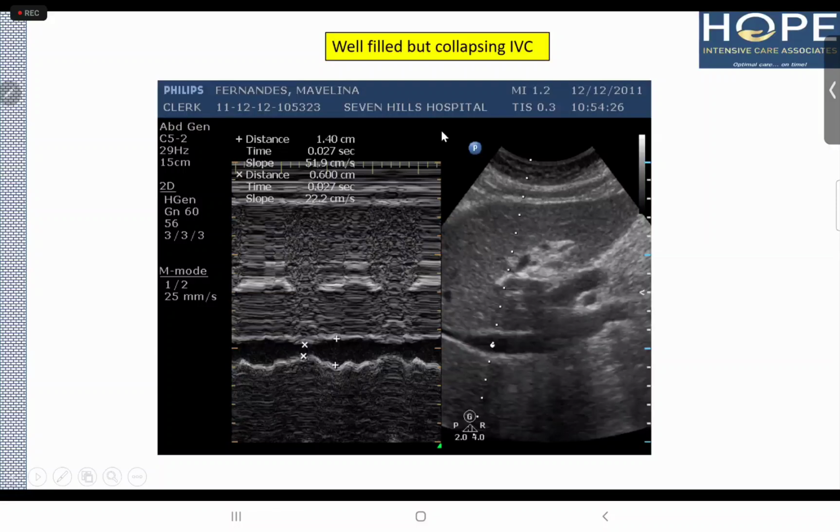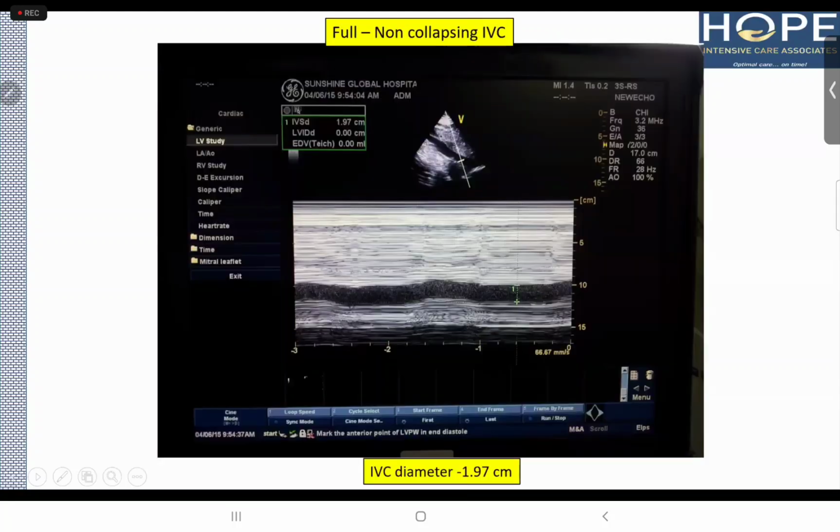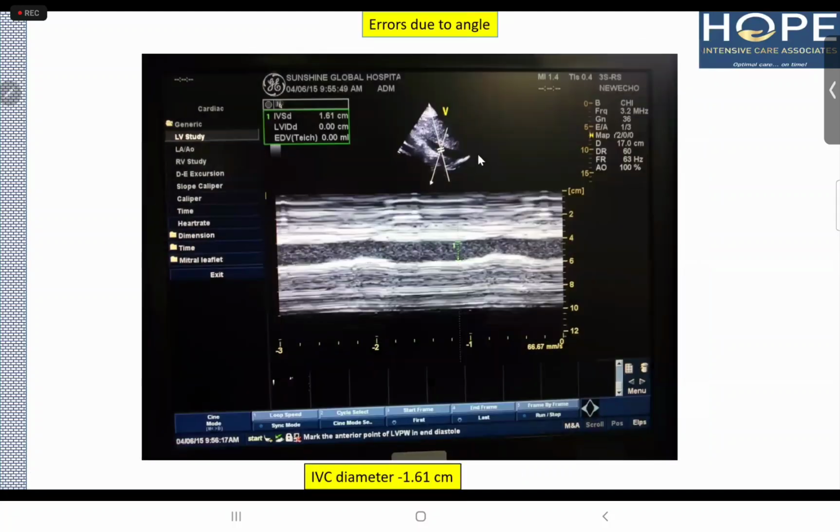Again, when you measure it at an oblique level, be careful of suboptimal images. If you obtain and start measuring, you can see that here 1.97 centimeter is the IVC diameter. But look at the angle of measurement. This is absolutely wrong. This is overestimation because of a wrongly put angle. If you cannot correct the angle, you can use anatomical M mode to measure at right angle. The correct actual diameter is 1.6 centimeter.